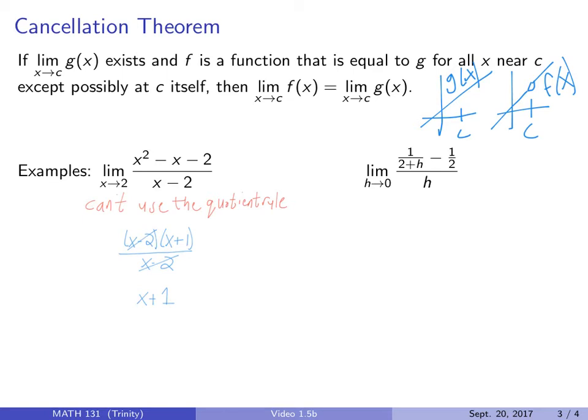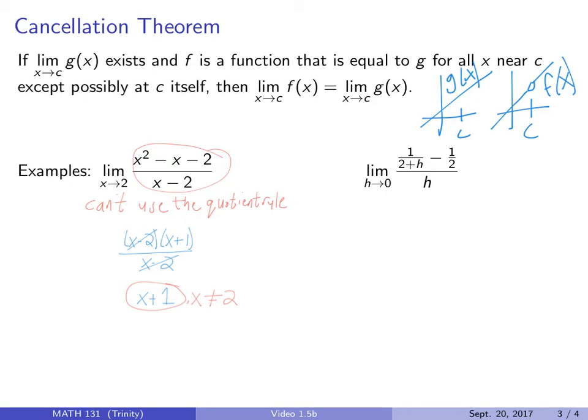Now, as functions, these two are not equal to each other. (x squared minus x minus 2)/(x minus 2) has a hole at x equals 2. That x equals 2 is not in its domain. But x plus 1 is a polynomial, so its domain is all real numbers. So these functions aren't equal to each other, but they're equal everywhere that x doesn't equal 2. So they're equal everywhere near x equals 2, but not at x equals 2 itself.